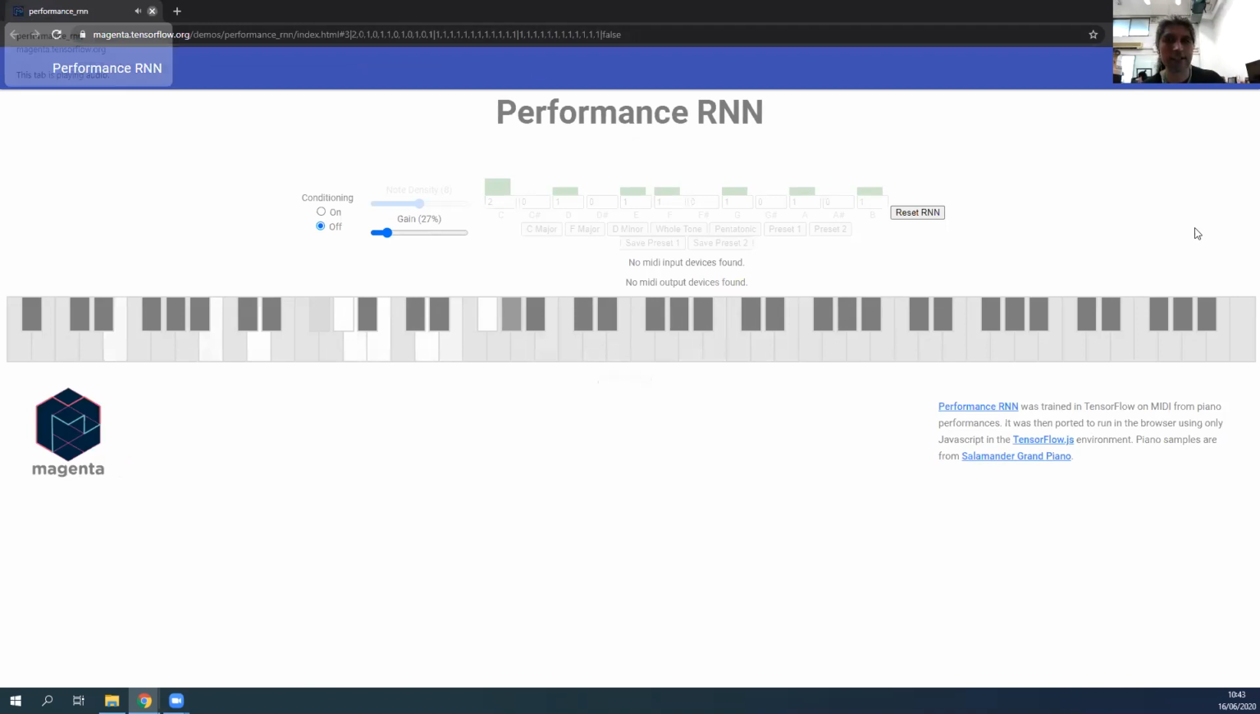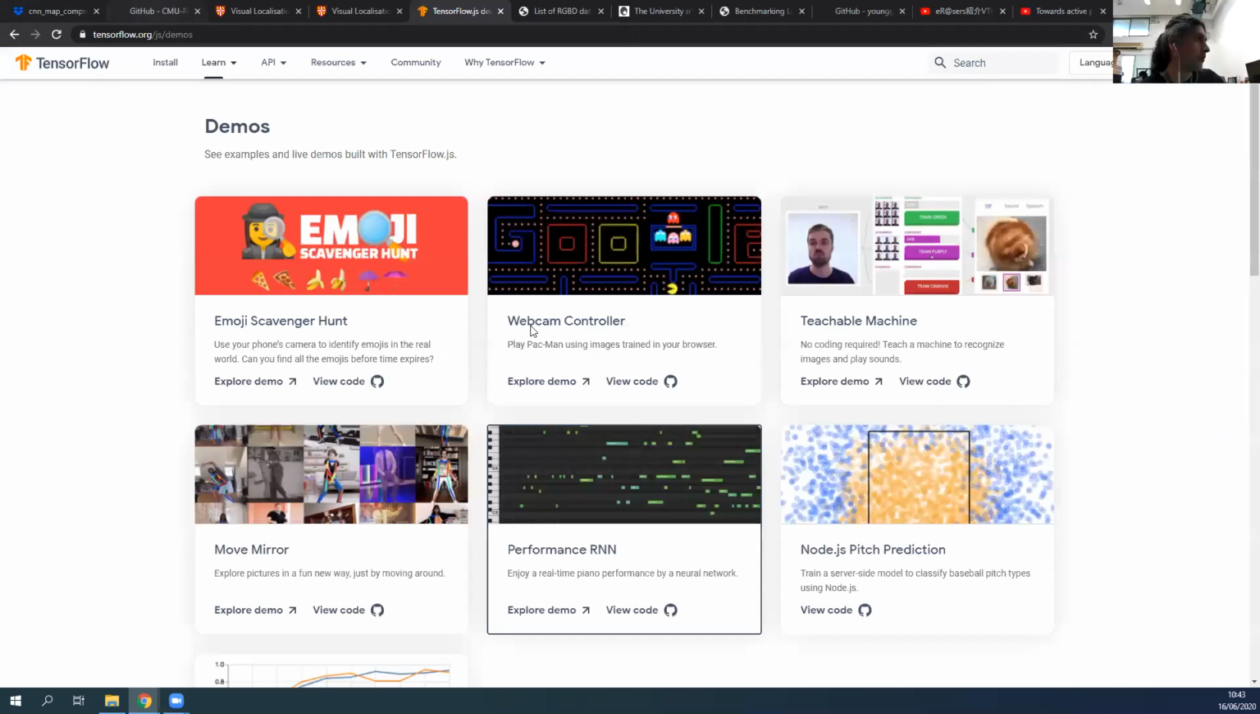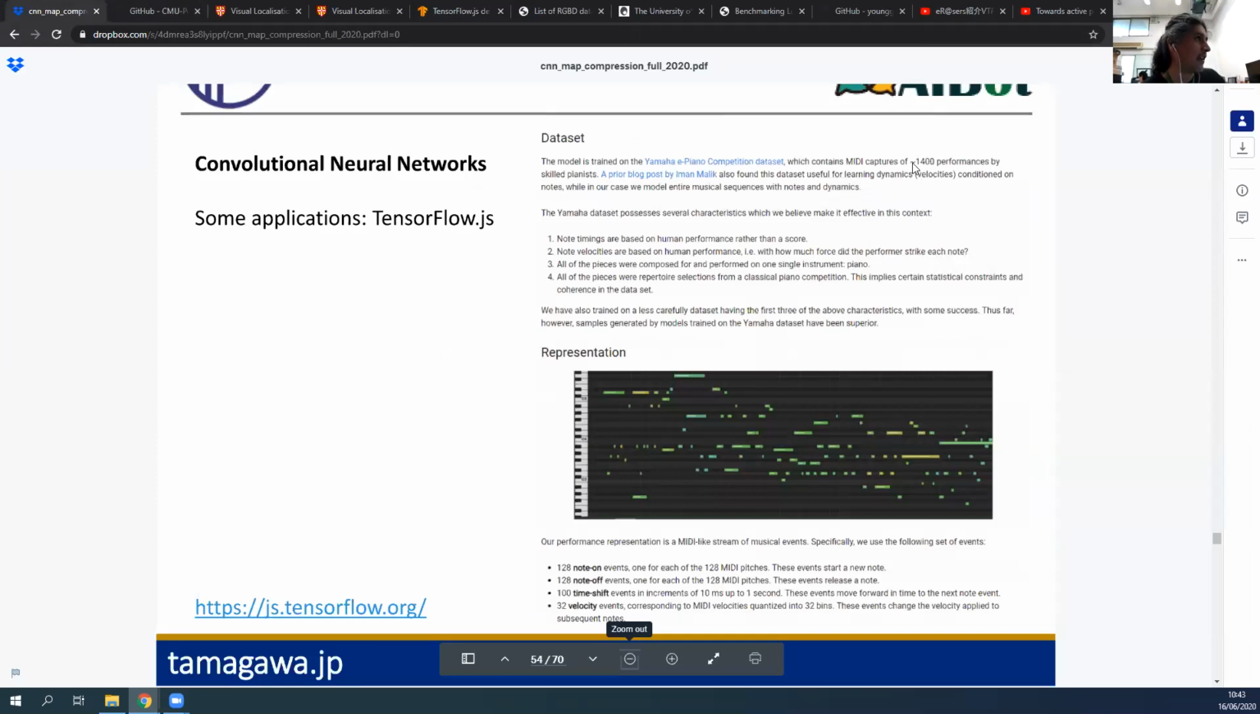Well, the input data consisted of the recordings of 1,400 performances by skilled pianists. And then they divided it into 10 millisecond segments. They divided each sequence following these rules into a series of segments, and then they measured what is the best or the most likely note depending on the previous note.